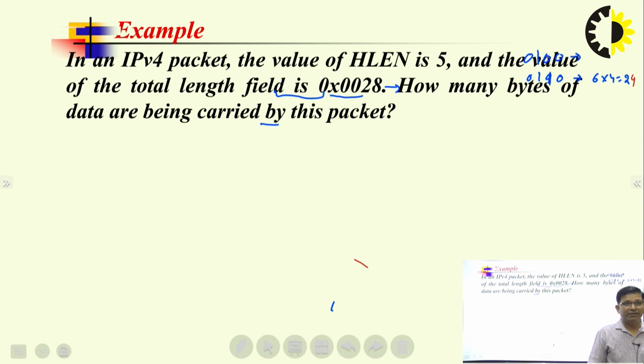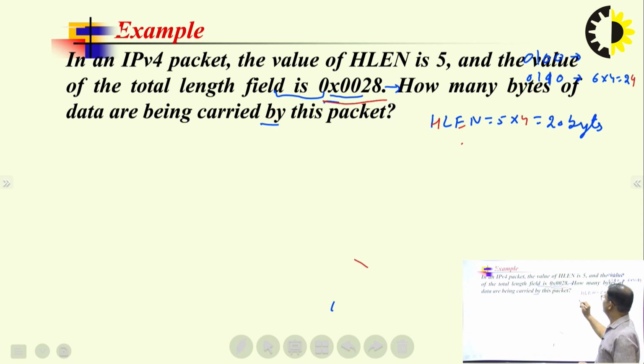So next example. In an IP packet, the value of HLEN is 5 and the total length field is 0x0028. This is the hexadecimal representation. A hexadecimal value is represented as 0x and the hex number. How many bytes of data are being carried by this packet? HLEN is 5, so it is fixed: 5 multiplied by 4, which means 20 bytes. So there is no option.